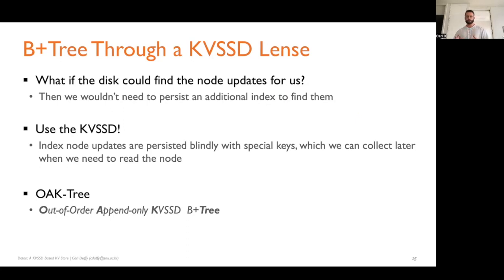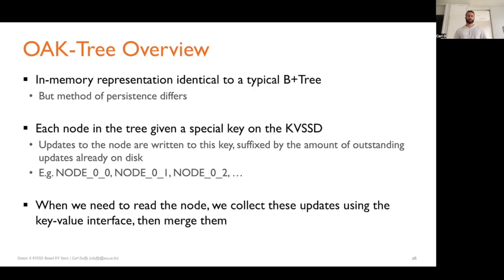And in this work, we introduced a scheme like this called the Oak tree. It's the out-of-order append-only KVSSD B+ tree. The in-memory representation of the Oak tree is the same as a typical B+ tree, but how we persist and read data differs. Each index node has a special key on the key value SSD, and we persist updates to special keys without first reading the index nodes into the host memory.